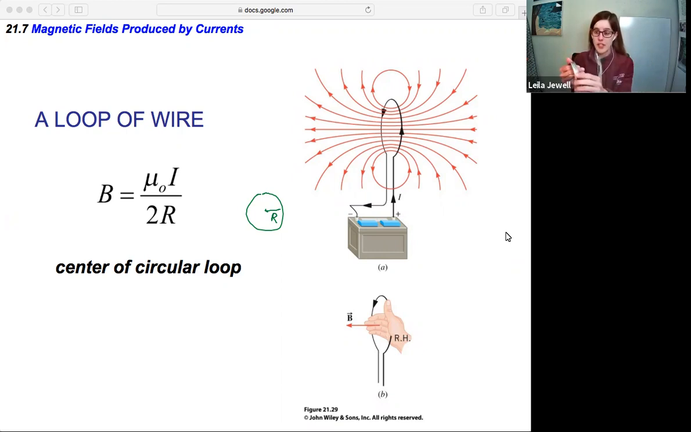If instead the current is flowing the other way around, then I need to reorient my hand so that my thumb is pointing that way, going around. And now my fingers are pointed to the right instead of to the left. So that gives us the direction of the magnetic field when you have a loop of wire. Now that we've seen this, let's check out an example.